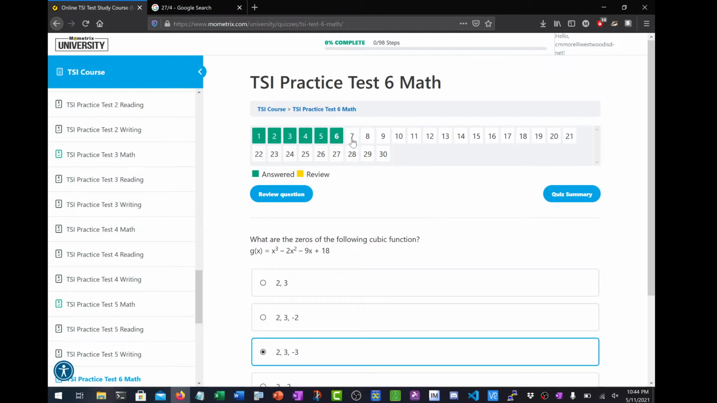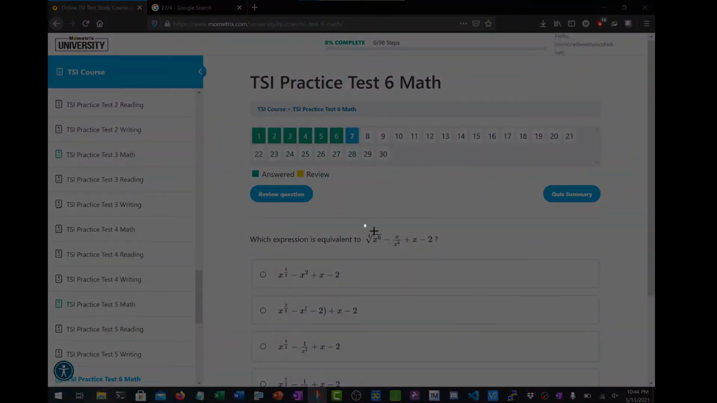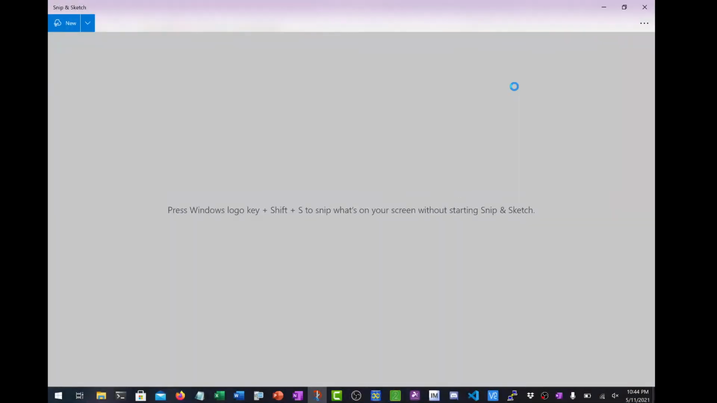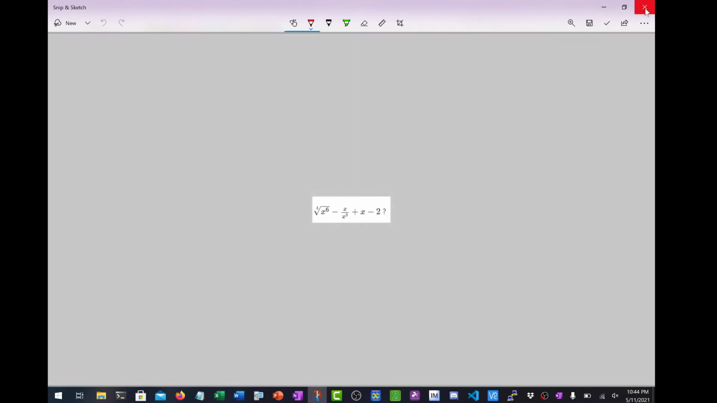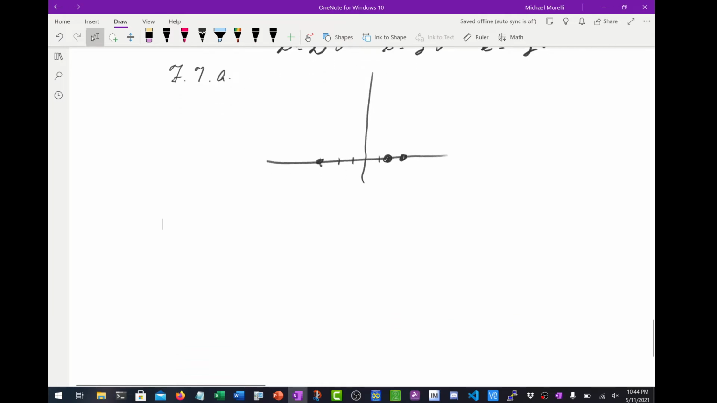Okay, let's take a look at number 7. Okay, so it's asking us for an equivalent expression to this one. Let me go ahead and grab it. Okay, so there's often a gap in students learning about how to actually rewrite these radical signs. So I want to do a quick little tutorial about that.